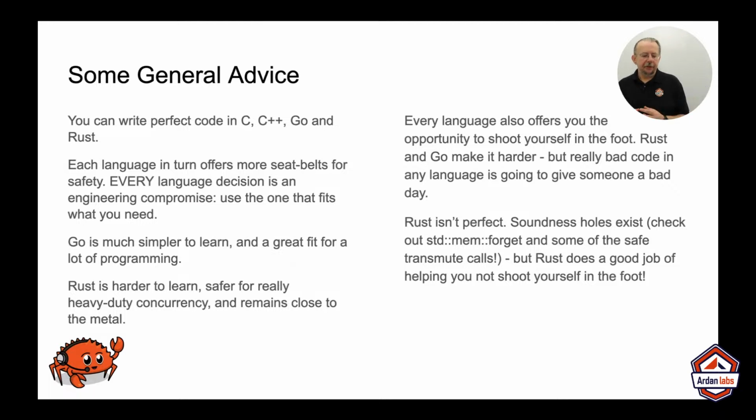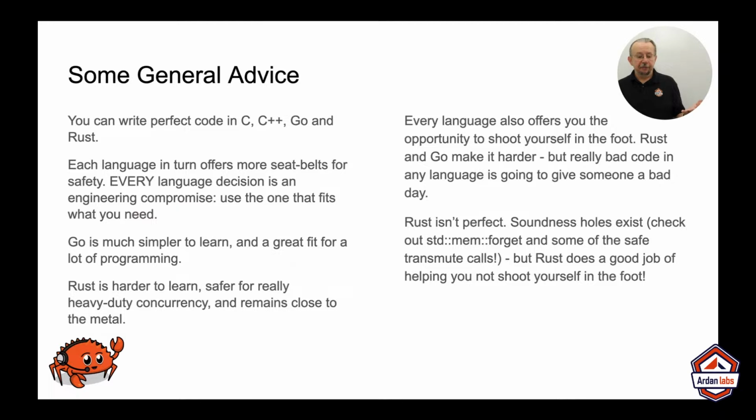And some general advice: you can write perfect code in C, C++, Go, Rust, and any other language. Each language in turn has been gradually adding safety belts. Seat belts are good. Seat belts will give you a much higher chance of surviving your collision when you try to run Rust at any speed. Every language decision is an engineering compromise. There's no right answer. Sometimes using a little more safety means compromising a little bit on speed. Sometimes speed isn't what you need. You want correctness. Go with something that emphasizes that. Always use the tool that fits your problem.